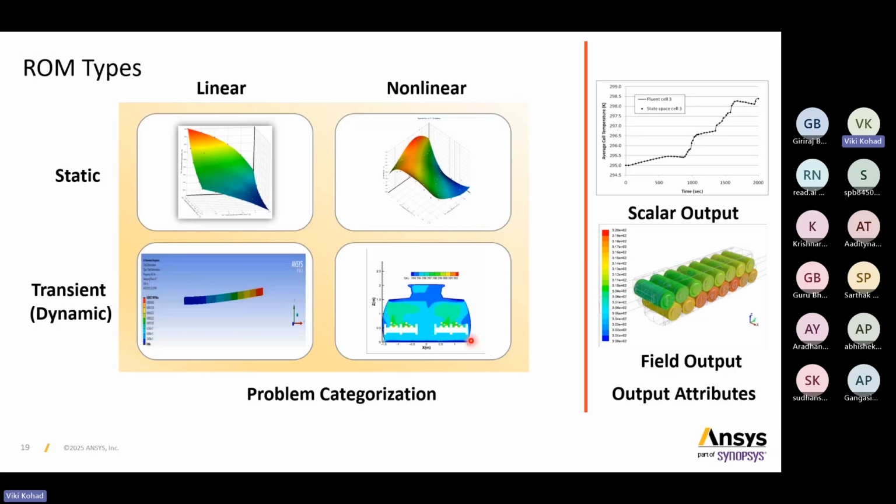Then the ROM, the reduced order model, has two types: the static ROM and the transient or dynamic ROM. And in these, the two categories are linear and non-linear. Linear means, like your conduction and convection applications, the heat flux is directly proportional to the temperature gradient. So it is linear behavior.